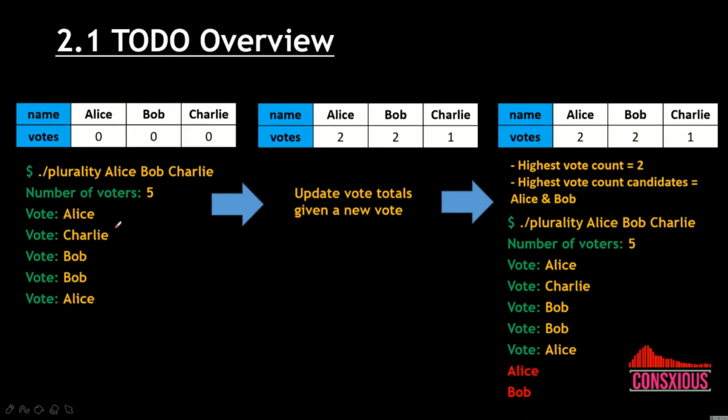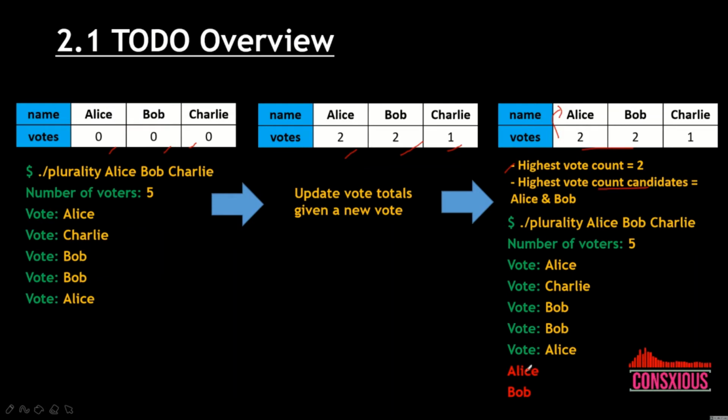Let's see the overview here. When we run the program, there will be a table something like this. At the start, you define the vote count as 0. After we key in the names of the candidates, the program will automatically update the vote total given a new vote, so something like 2, 1, 1. After that, our program has to find the winner. We're going to find the vote count, which is 2. Then from this vote count, we can find the name.